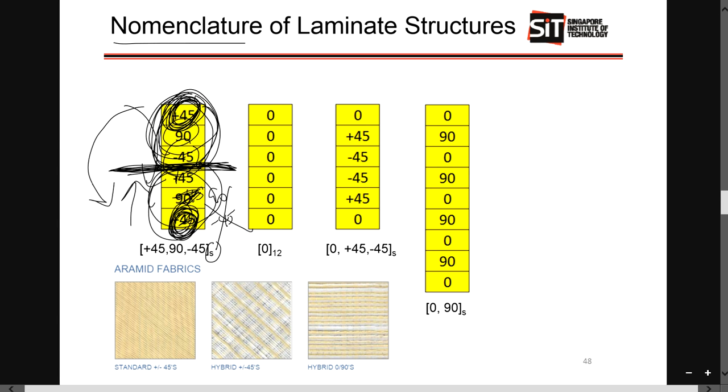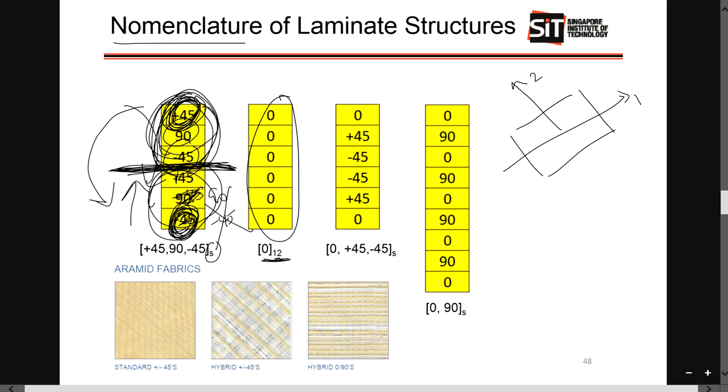Another example is 0 degrees, which is just straightforward. For the 0, 1, 2, just remember it's the one direction and the two direction, that's all. So it's 0 angle in the 1, 2 direction, so it tells us that it's going in this direction. Alright, so let's come back to the symmetry one again.